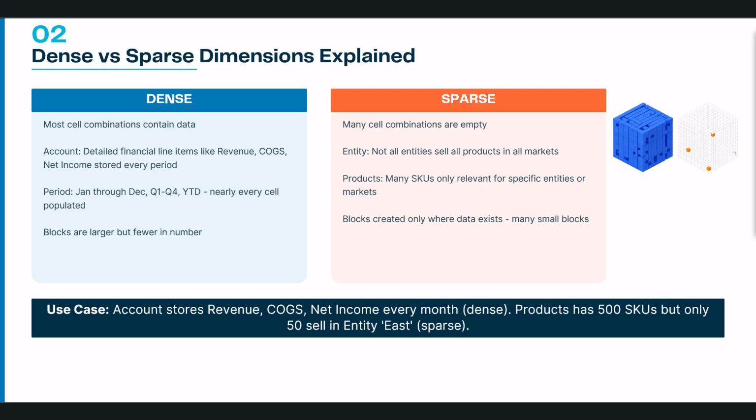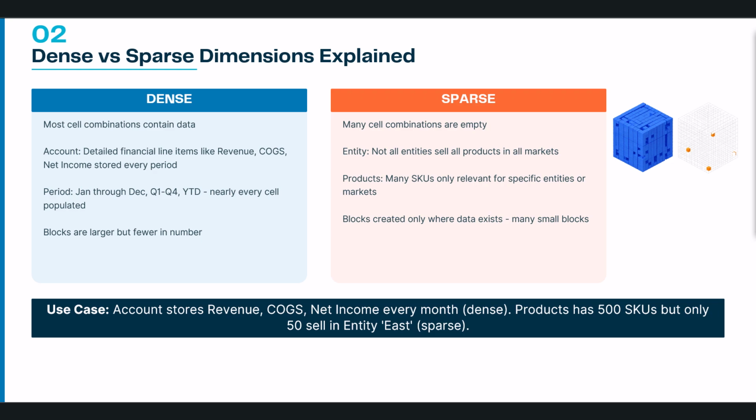All right, so now we know the names dense and sparse, but let's go one level deeper and talk about what they actually mean when you are working with real data. A dense dimension is simply one where almost every cell has a value. Let's take account as an example. No matter which entity you are looking at, no matter which market, scenario, or version, we are going to have revenue there. We are going to have COGS, operating expense, net income, and any other financial accounts. All of it will be there. So the data fills up the space, that is dense.